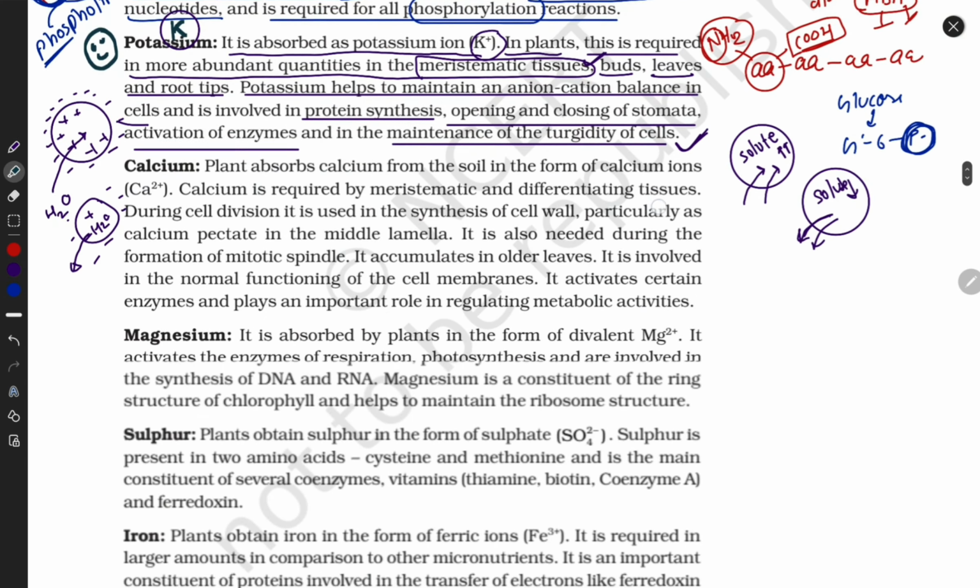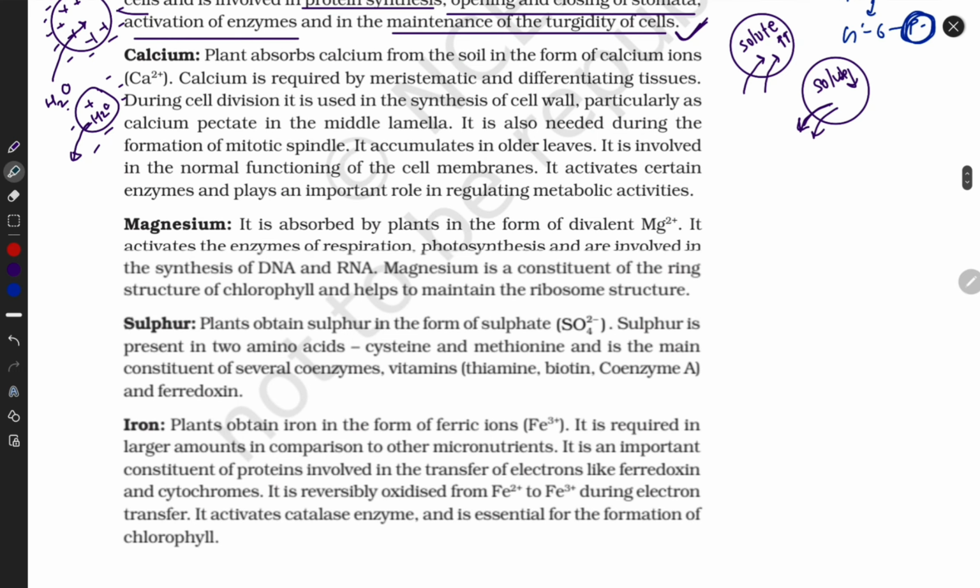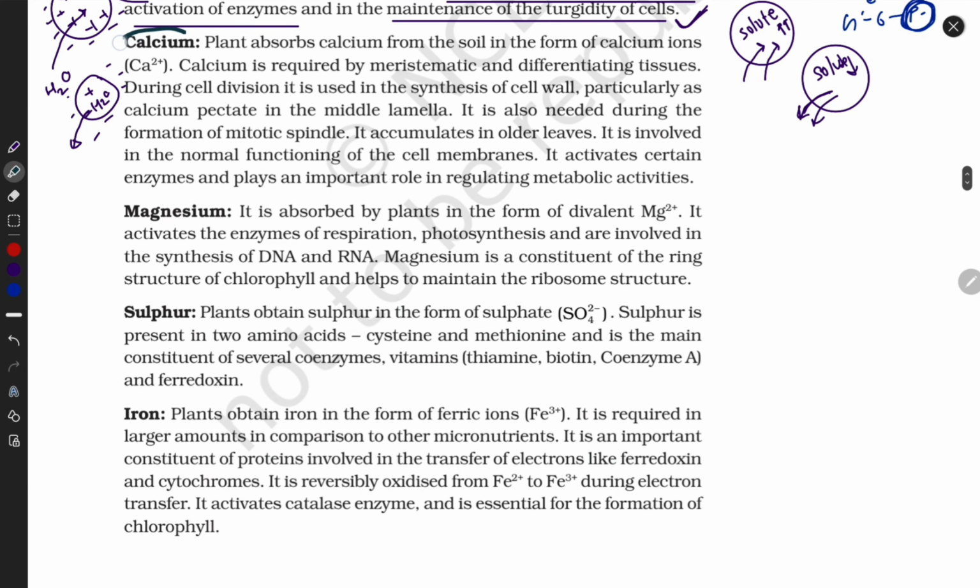Now let's move to our next nutrient. We call it calcium. We require calcium and plants also require calcium, guys. Plants absorb calcium from the soil in the form of calcium ions.